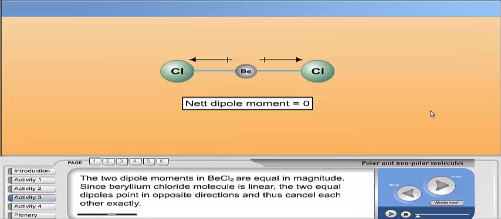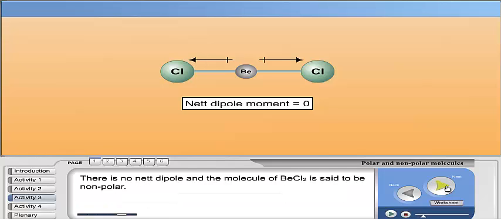The two dipole moments in BeCl2 are equal in magnitude. Since the beryllium chloride molecule is linear, the two equal dipoles point in opposite directions and thus cancel each other exactly. There is no net dipole, and the molecule of BeCl2 is said to be nonpolar.